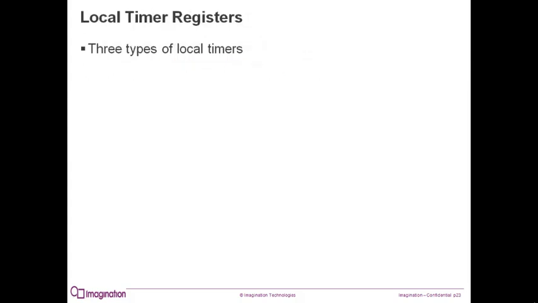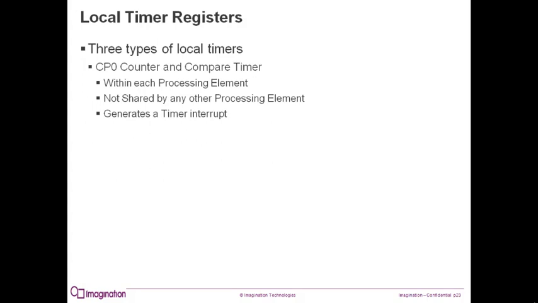There are three types of counters available to each processor. The CP0 counter is within each processing element and is not shared by any other processing element. When a value is set in the CP0 compare register and then the count register reaches that value, an interrupt can be generated. This is covered in detail in the Programming a MIPS Core class. This interrupt generates a timer interrupt. As you will see in the upcoming slides, the timer interrupt can be enabled and mapped by the GIC to an interrupt pin within the local processor.